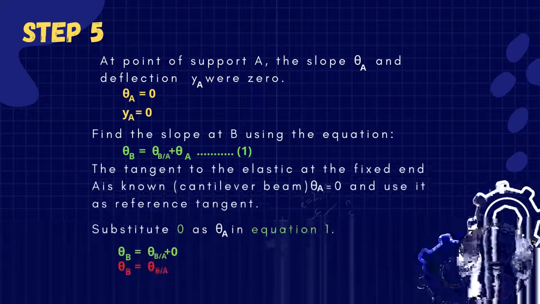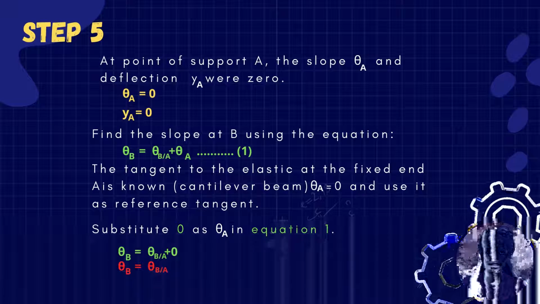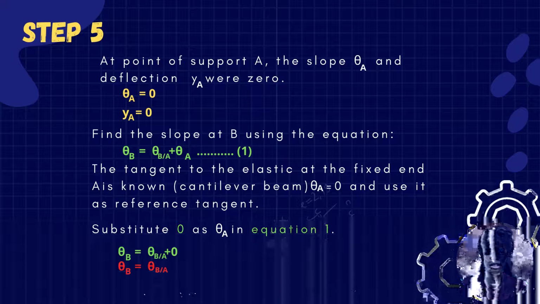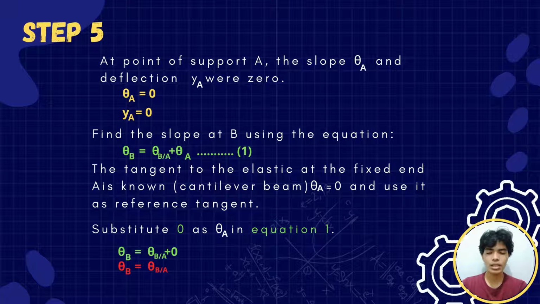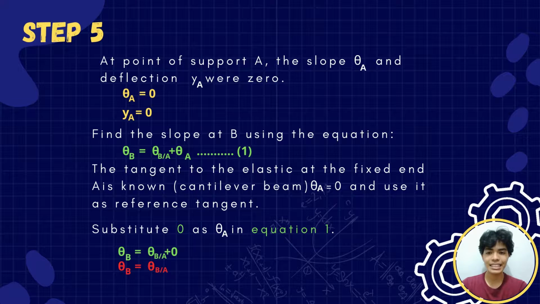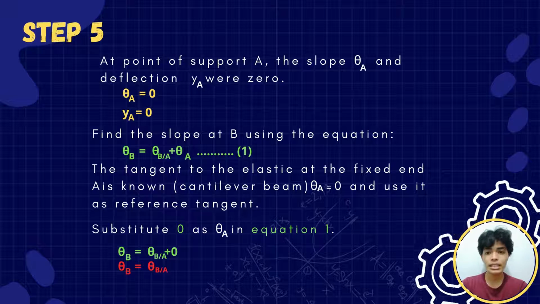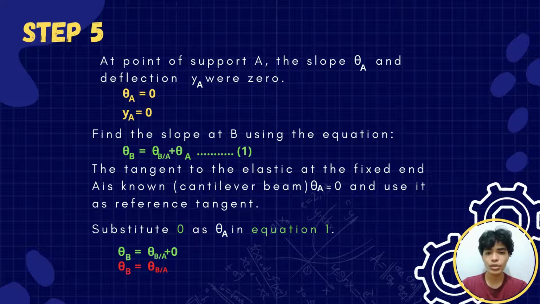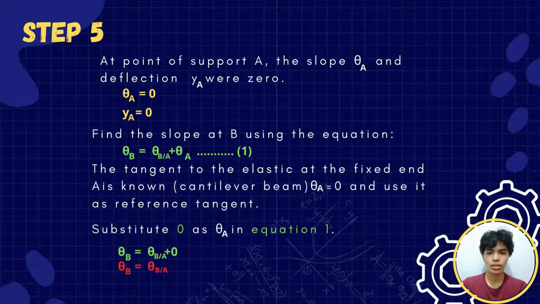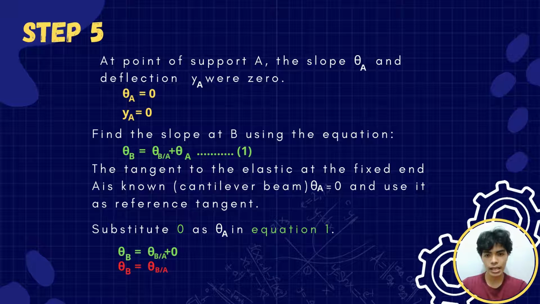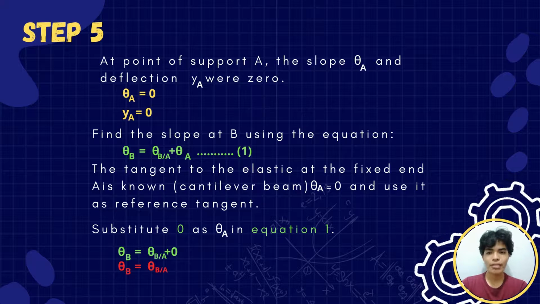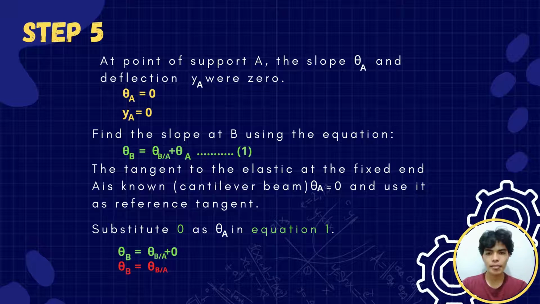Now for step 5, at the point of support A, the change of slope and deflection is 0. So in finding the slope at B, we have the first equation written in green, that one. Now the tangent to the elastic curve at the fixed end A, as in a cantilever beam, is equal to 0 and we are going to use it as a reference tangent. So we are going to substitute 0 as the slope at A in equation 1. Now we have theta B is equal to theta B over A.